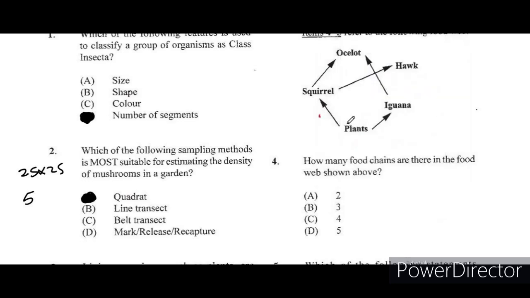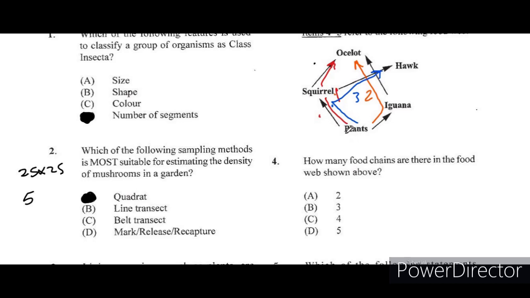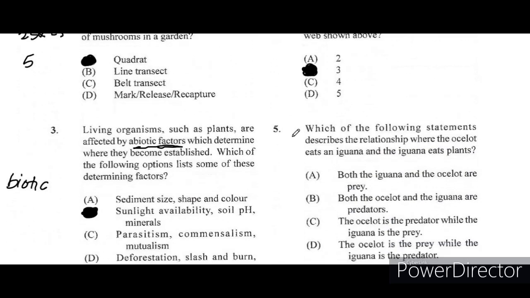So let's use the red first. Plant to squirrel to that, this is one. Then let's say plant to iguana to ocelot, that is two. And let's use another one. Plant to squirrel to hawk, that's three. So number four is B, three food chains. Let's go down to number five.